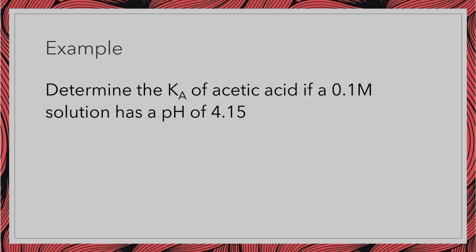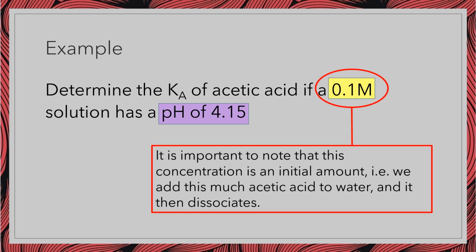So let's have a look at this one. Determine the Ka of acetic acid if 0.1 moles per liter solution has a pH of 4.15. So we know we've got 0.1 moles per liter of acetic acid, but some of it has dissociated and changed the pH of the solution from 7 all the way down to 4.15.